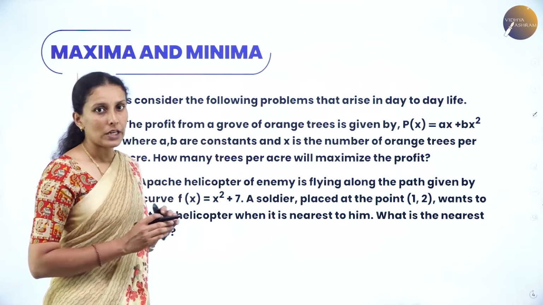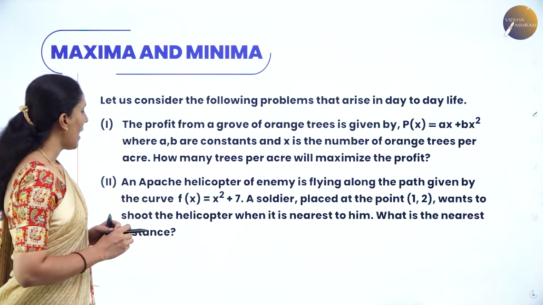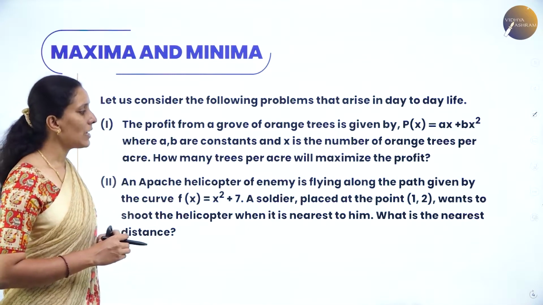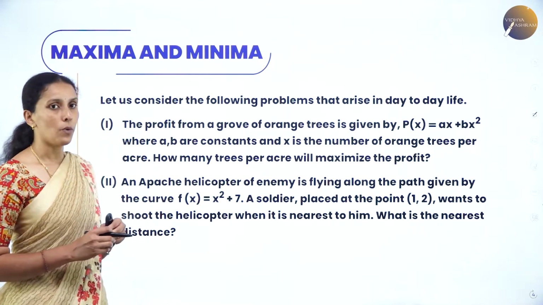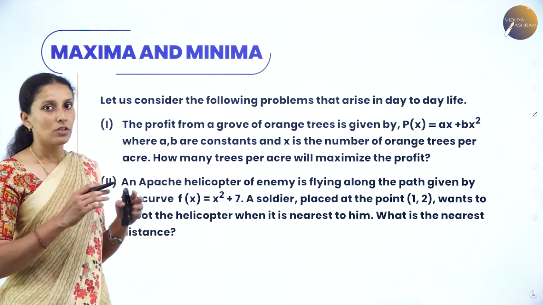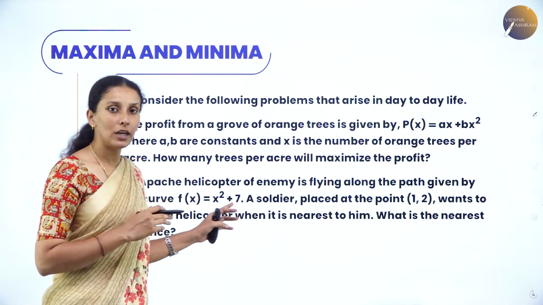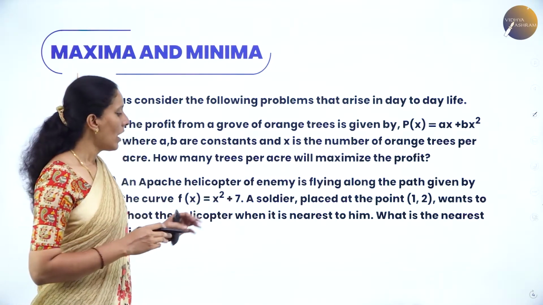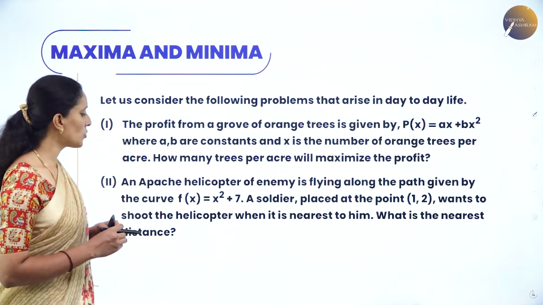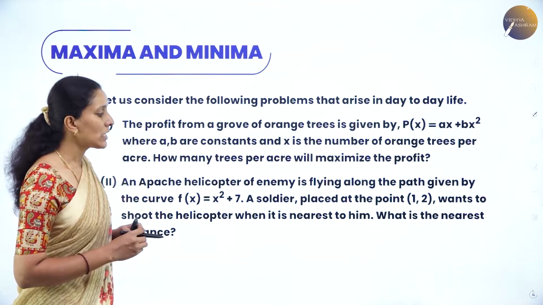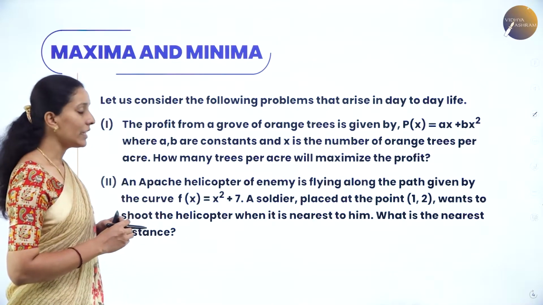This is the question. And the second question says that a helicopter of the enemy is flying along the path given by f of x is equal to x square plus 7. So the helicopter is moving along the curve x square plus 7. A soldier is placed at the point (1, 2) and wants to shoot the helicopter when it is nearest to him. What is the nearest distance?